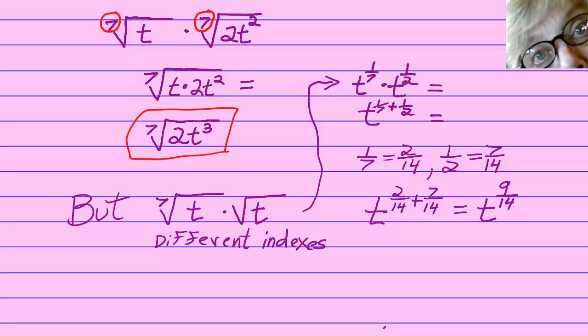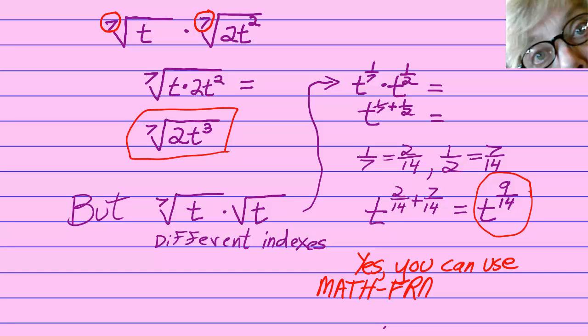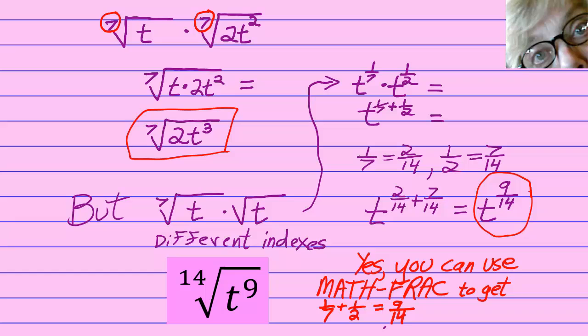And yes, you can use MathFrak on your graphing calculator. However, t to the 9/14 is not the final answer because you started with radicals. So your final form of the answer is going to have to be a radical answer. There you go. There's the answer. The 14th root of t to the 9th power.